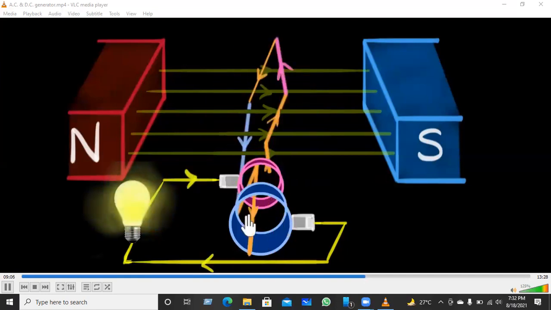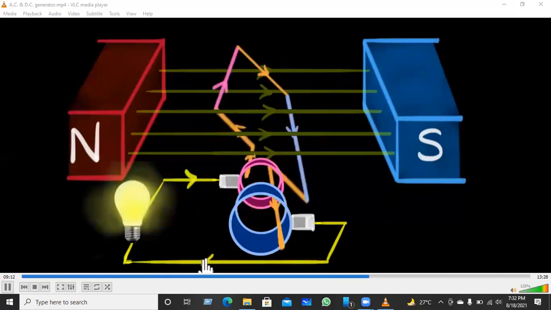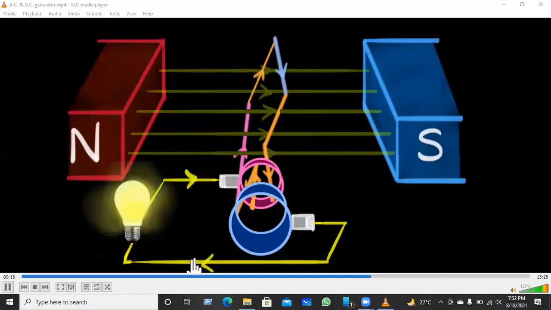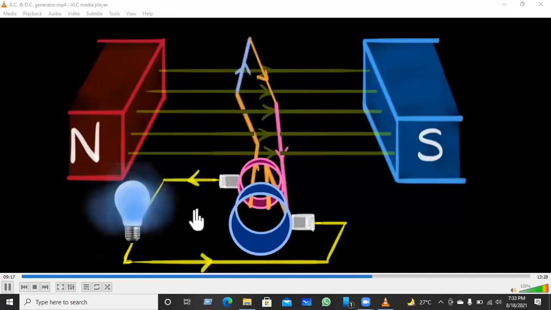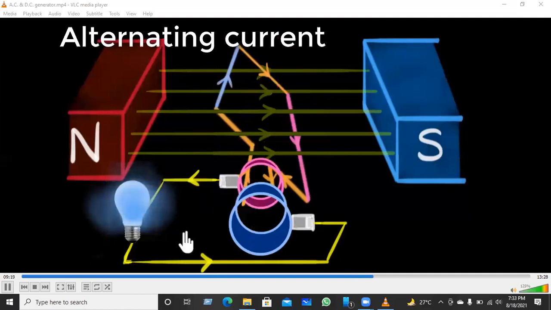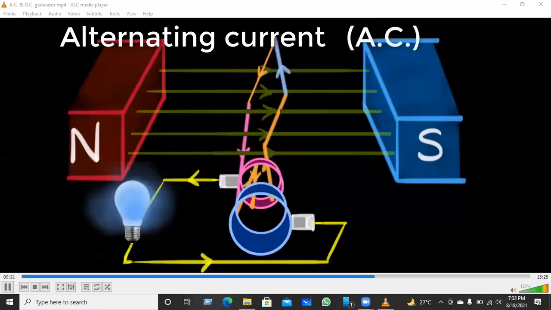And so we have successfully built our generator. And what's interesting to see is that the current from that generator is continuously changing its direction. Such a current is called alternating current, or AC.